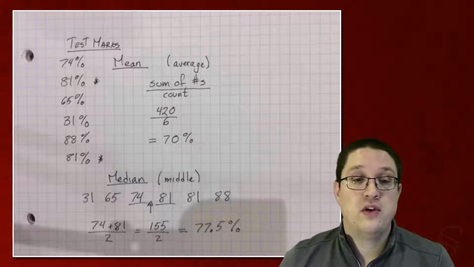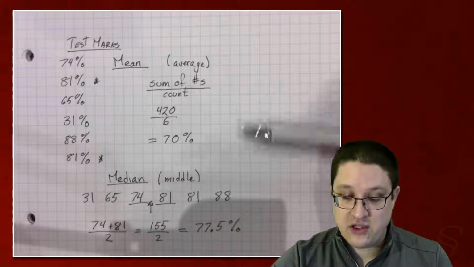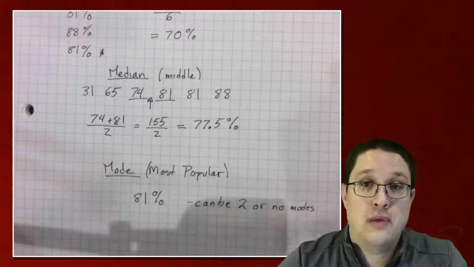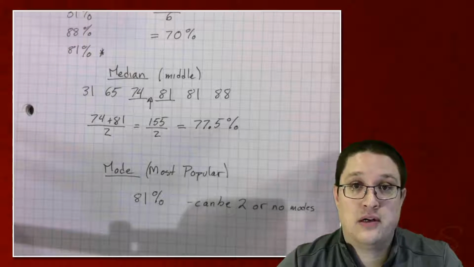So, simple review here. Mean is the average, median is the middle, and mode is the most popular number from the data set.